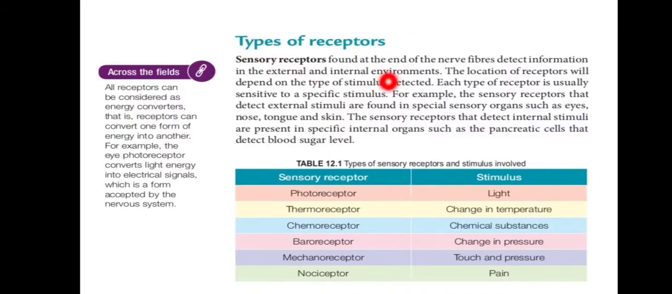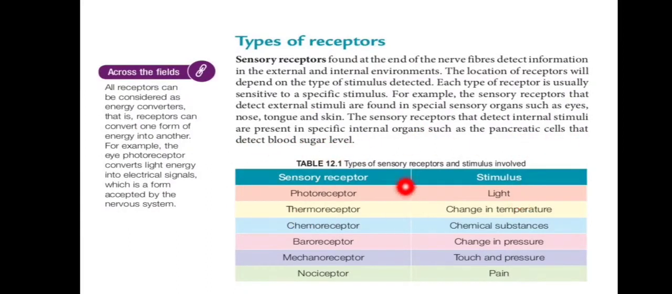So types of receptor. Sensory receptors found at the end of the nerve fibers detect information in the external and internal environment. The locations of receptors will depend on the type of stimulus detected. Each type of receptor is usually sensitive to a specific stimulus. For example, the sensory receptor that detect external stimuli are found in special sensory organs such as eyes, nose, tongue, and skin. The sensory receptors that detect internal stimuli are present in specific internal organs such as the pancreatic cells that detect blood sugar level.